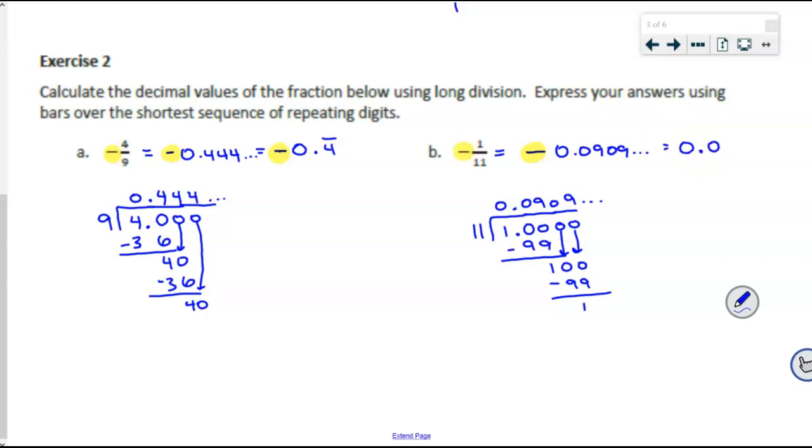It's the 09. So I write the, oh, I almost forgot. There's my negative. 0.09. The 09 is what's repeating, so the overbar goes over both the 0 and the 9. How'd you guys do on that one? It's not too bad, is it?